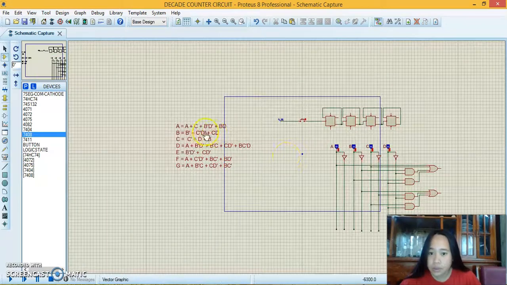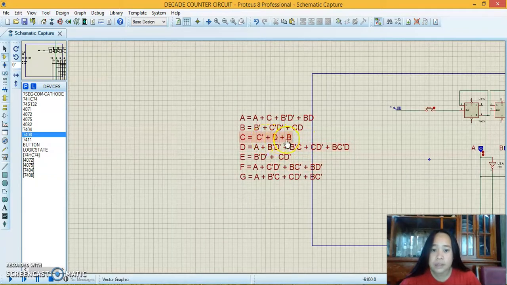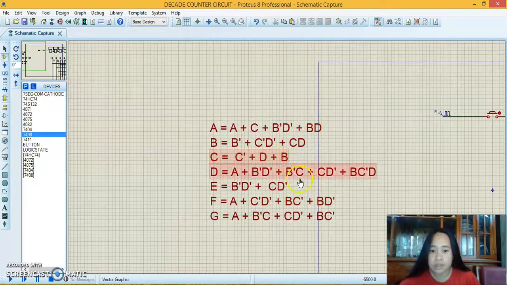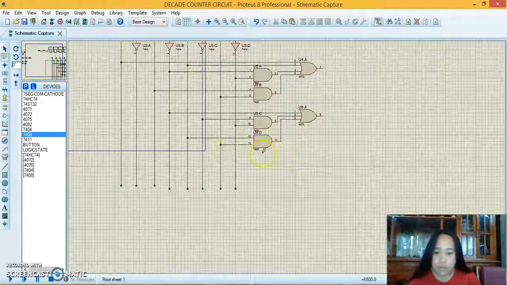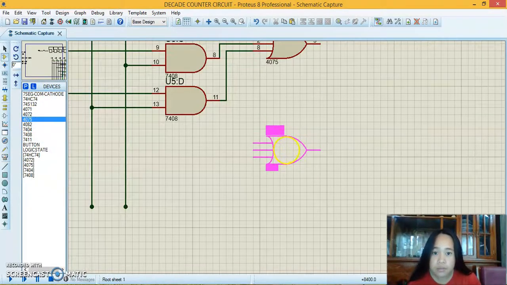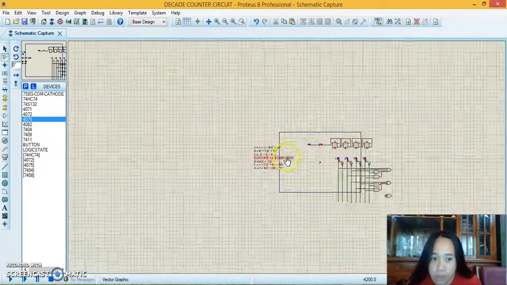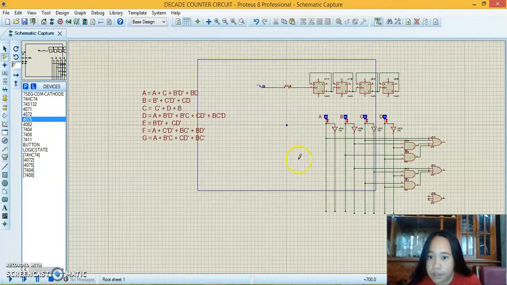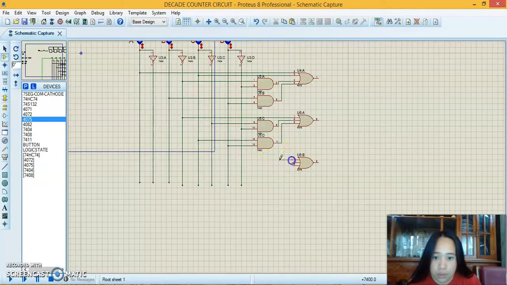Let us proceed to equation C: C prime plus D plus B. We also need a 3 input OR gate, 4075. So C prime, D, and B. Let us extend this wire here.